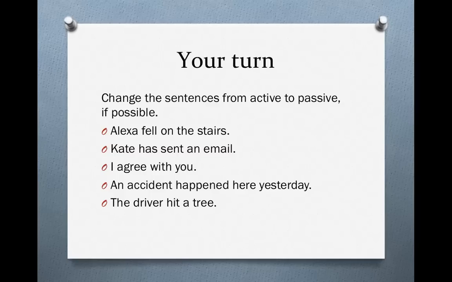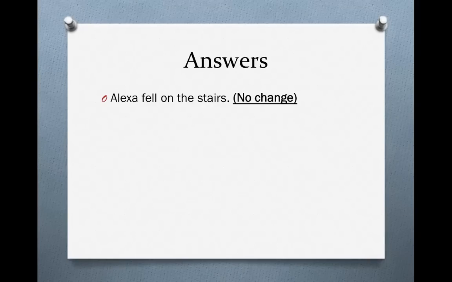Let's look at the answers. Alexa fell on the stairs. No change. Fall is an intransitive verb. Look at what comes immediately after the verb. The word on. It's a preposition. So there is no direct object. So we cannot change this sentence at all. It must always be active.